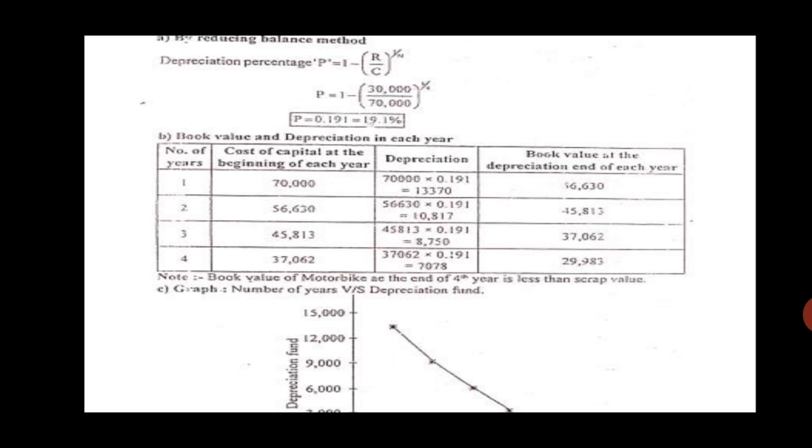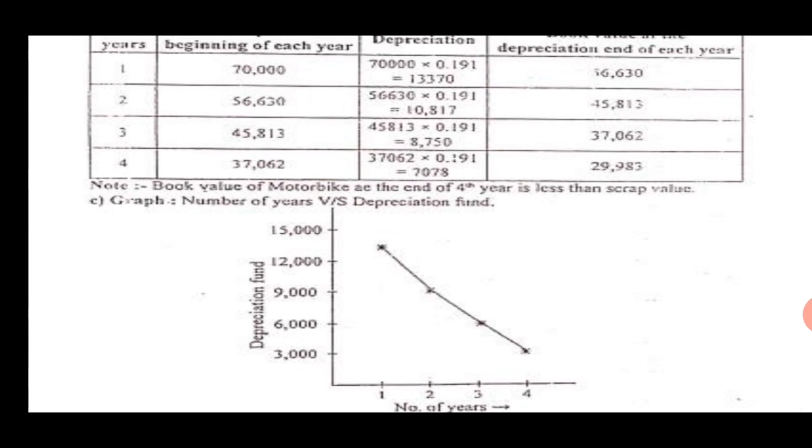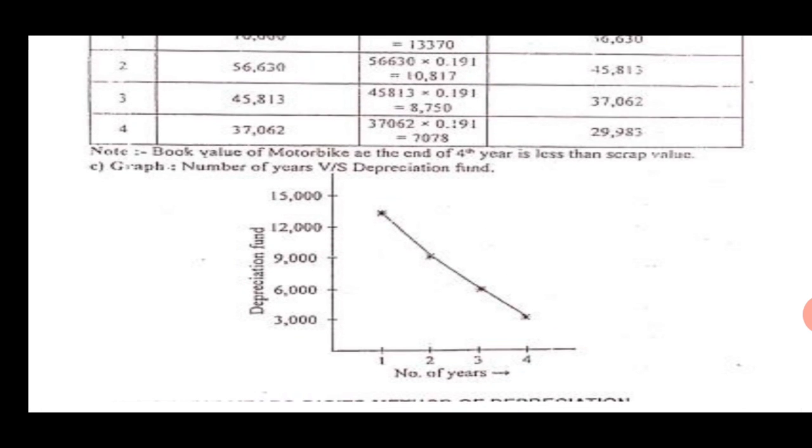Okay. So now if you see the graph, you can see initially in this declining balance method or reducing balance method, the graph is very clear here. The 4 years, 1, 2, 3, 4 years, and the depreciation fund for the first year was 13,370. Second year it came to 10,817. Third year it has come down to 8,750, and fourth year it has come down to 7,000 rupees.